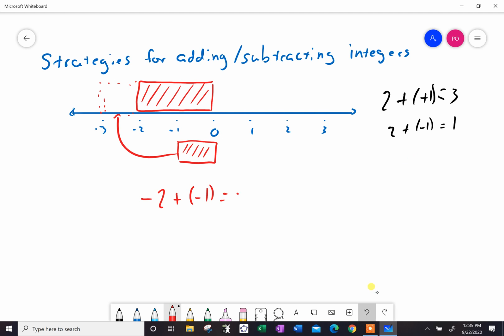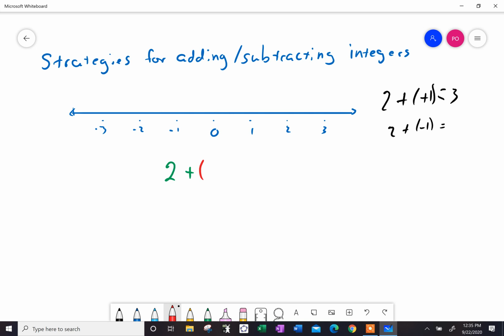And, oh my goodness, that was silly. Oh my goodness me. All right. Negative 2 plus a negative 1 was a negative 3, and this one was a positive 1.